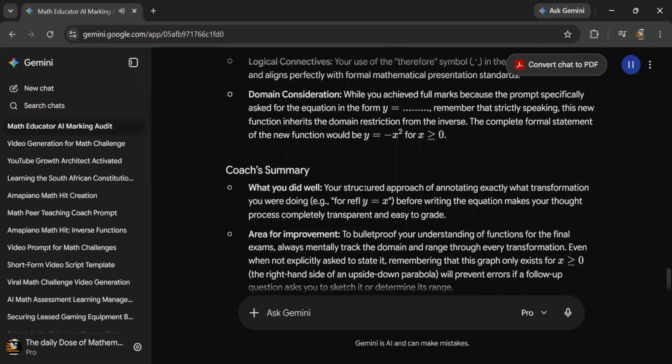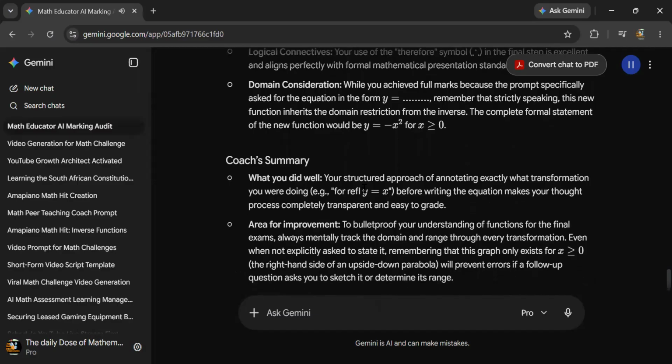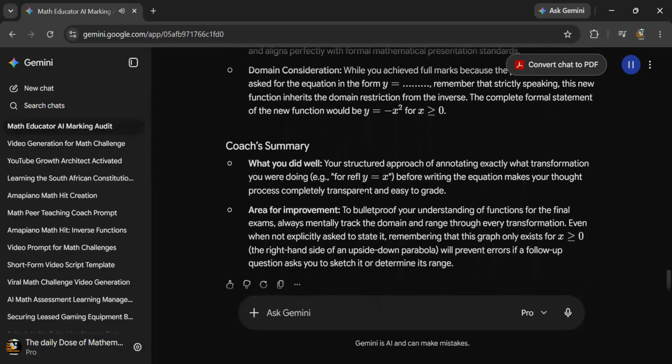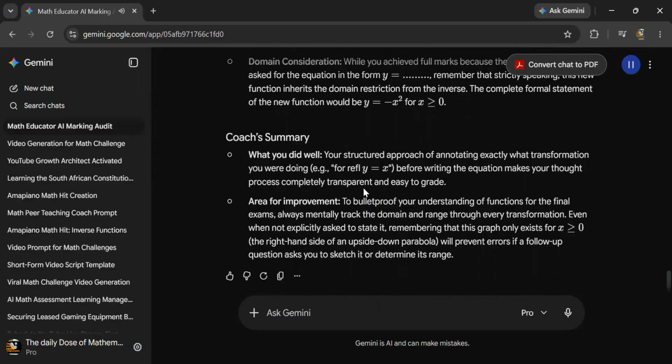Domain consideration. While you achieved full marks because the prompt specifically asked for the equation in the form y equals, remember that strictly speaking, this new function inherits the domain restriction from the inverse. The complete formal statement of the new function would be y equals negative x squared for x greater than or equal to 0.